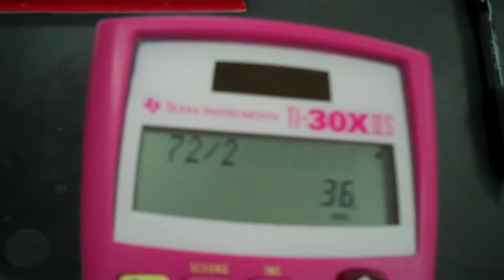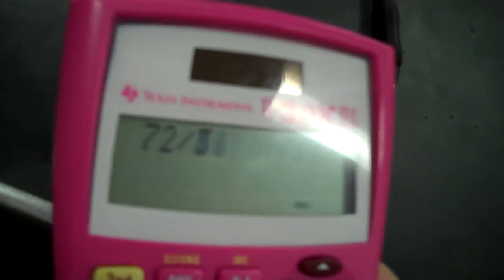Okay, 72 divided by 2, 36, so I put 2, 36. Add those, nope. 72 divided by 3 is 24. Add those, nope, that isn't close to 6. 72 divided by 4, 4, 18. 4 plus negative 18. Nope, I got to get 6.